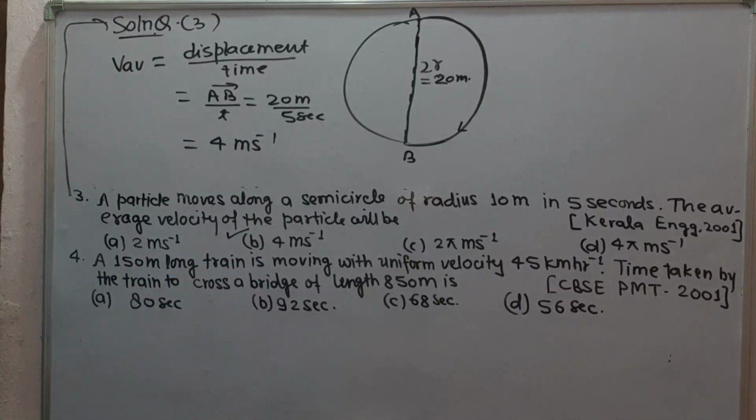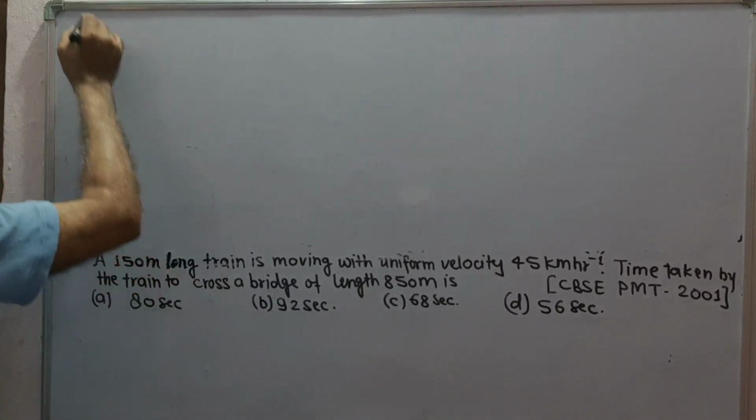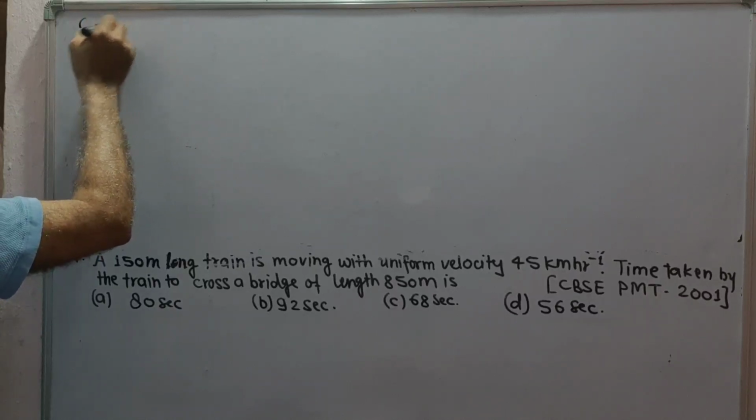Next question number 4. The question is: a 150 meter long train is moving with uniform velocity 45 km per hour. The time taken by the train to cross a bridge of length 850 meter is. These are the options. Now solution to question 4.